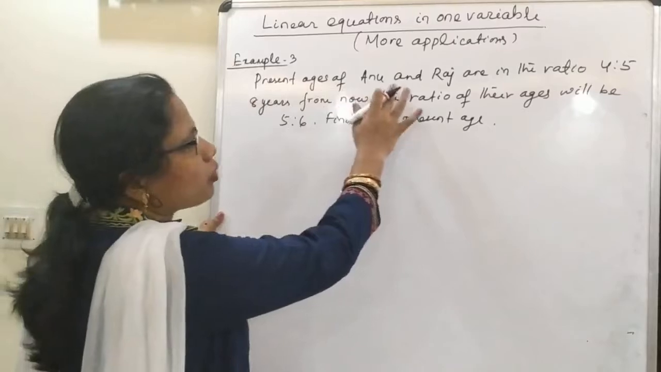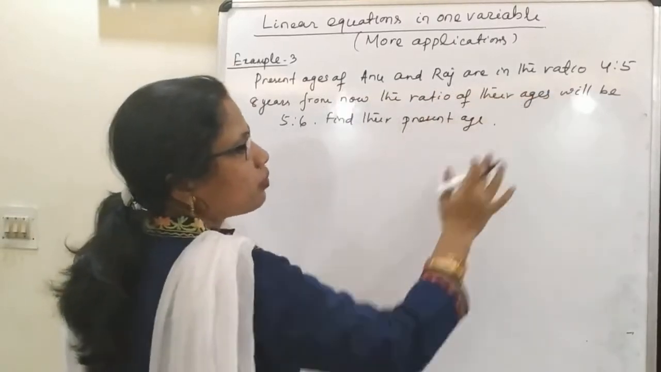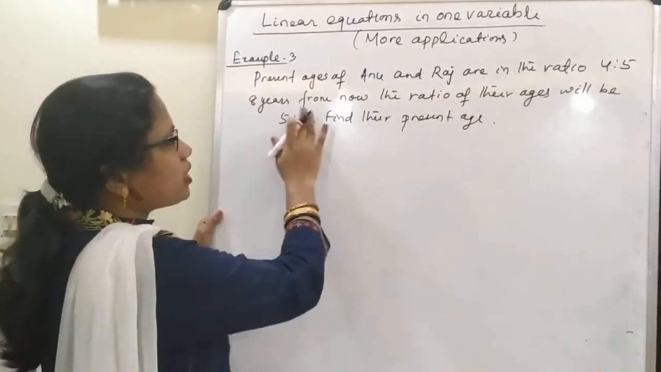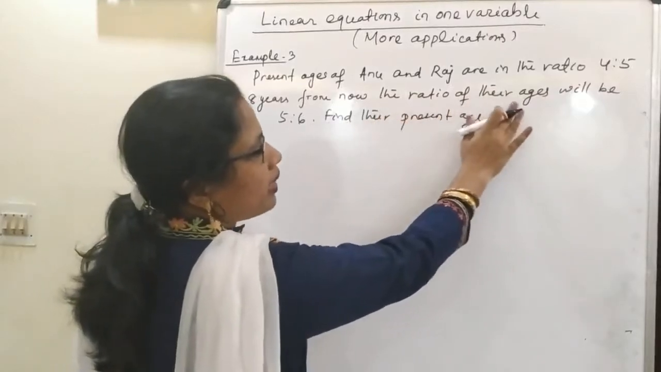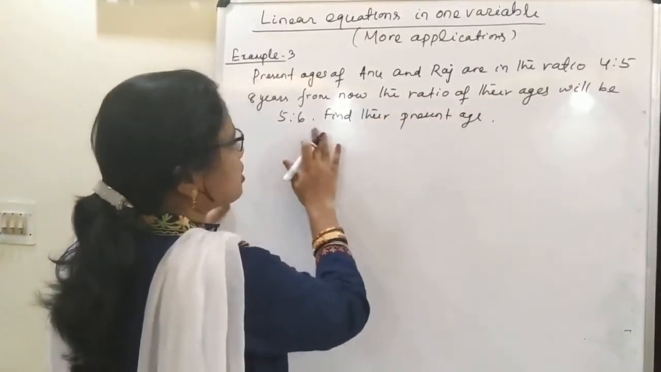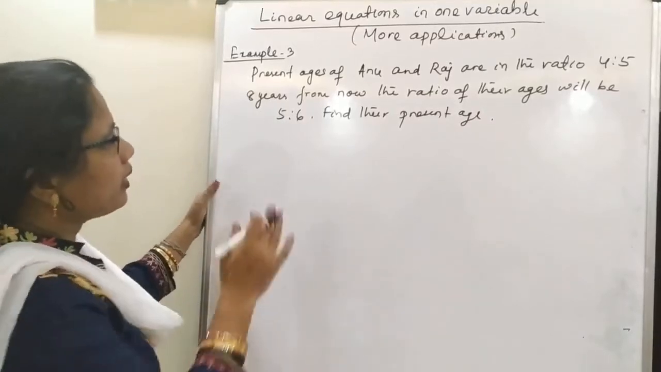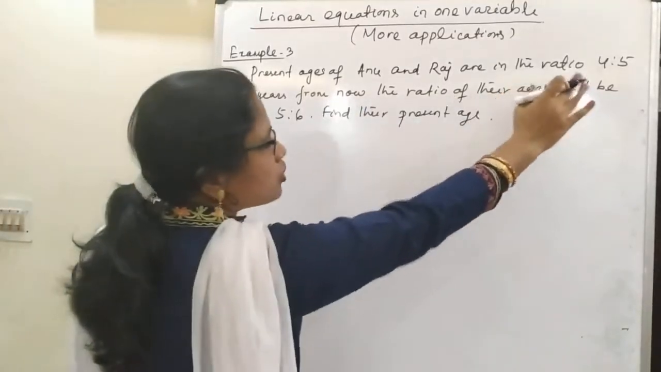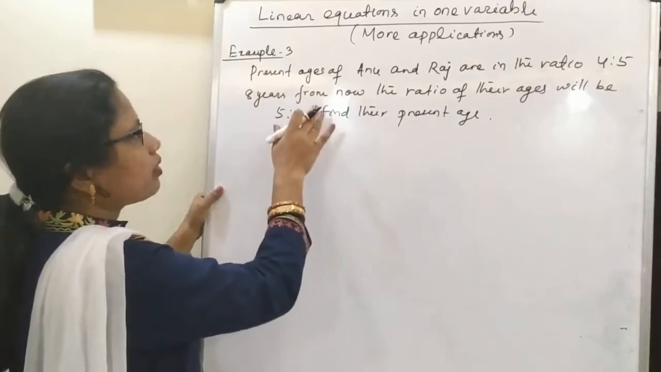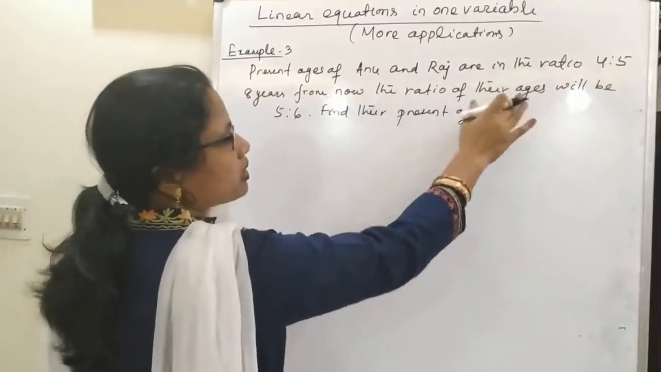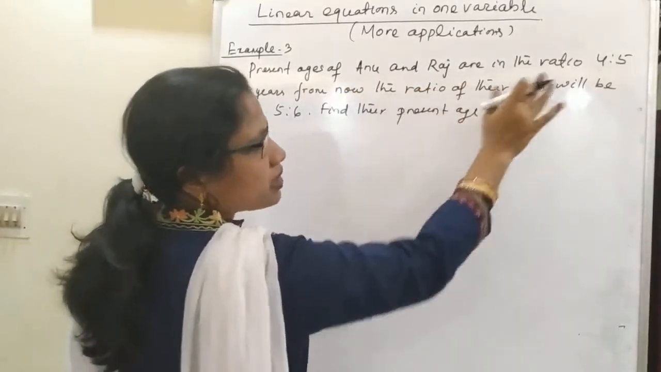Present ages of Anu and Raj are in the ratio 4:5. 8 years from now, the ratio of their ages will be 5:6. So find their present ages. So here, from the ratio 4:5, we will take: let the present age of Anu be 4x and let the present age of Raj be 5x.